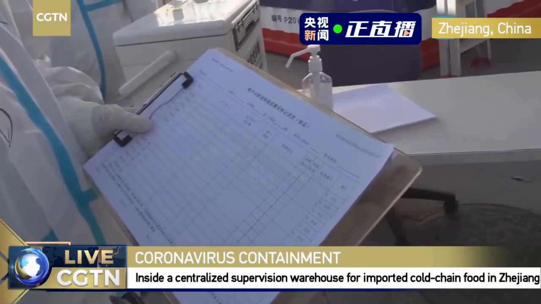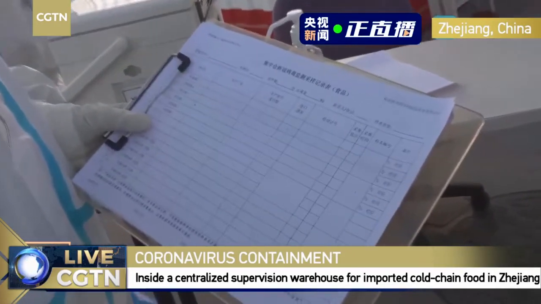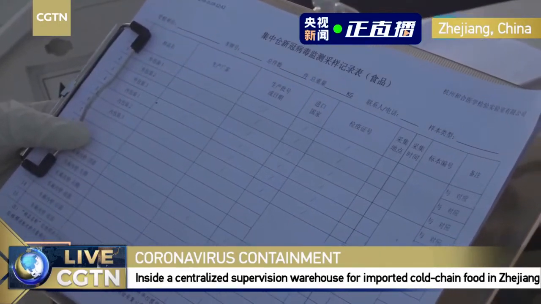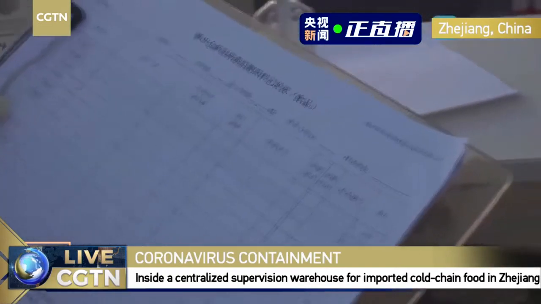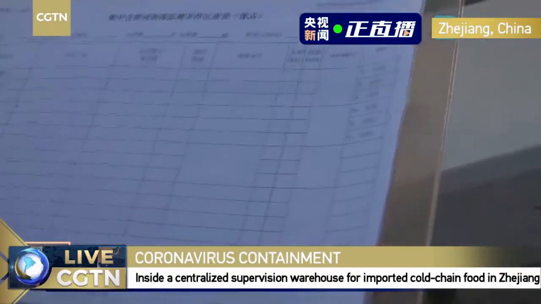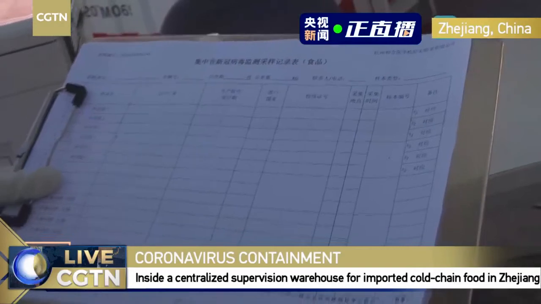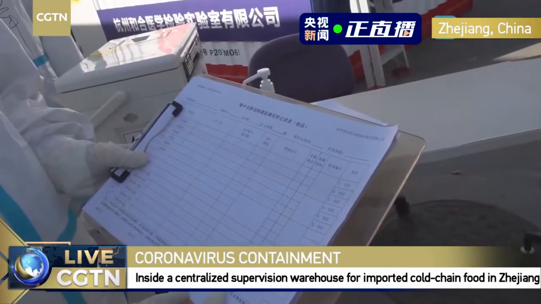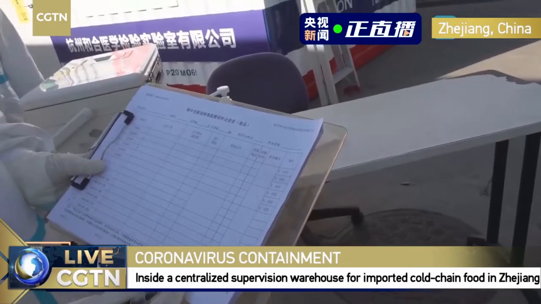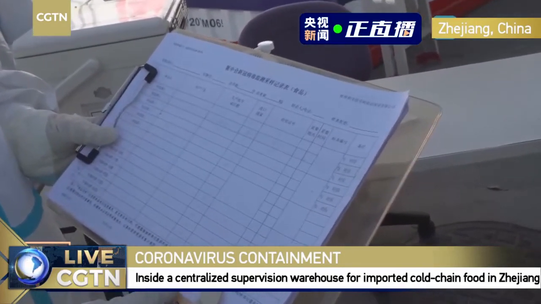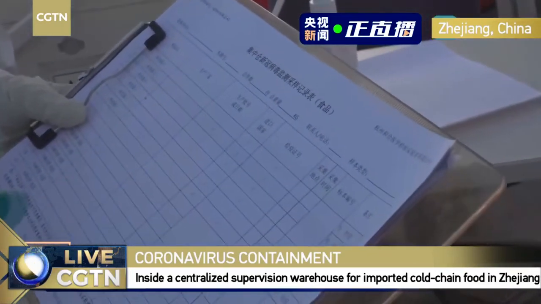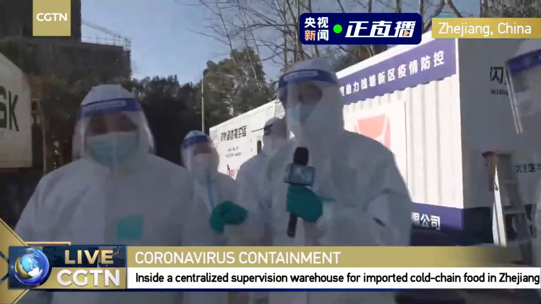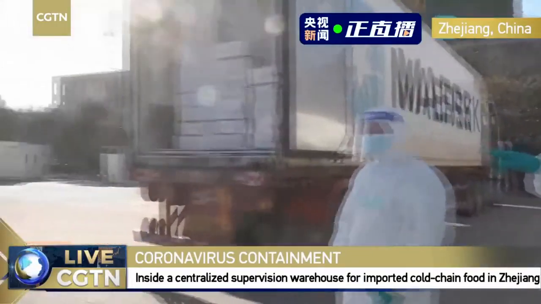This is one table in the Centralized Supervision Warehouse. We take down the sample taking of all the food. Today, we check basa fish. There are 3 samples, and that's the registration table. Some samples and the documents are already sent into the laboratory for nucleic acid testing, so I'm not holding all of the tables. And this one is empty. It's empty blanks. So that's about sampling and testing.